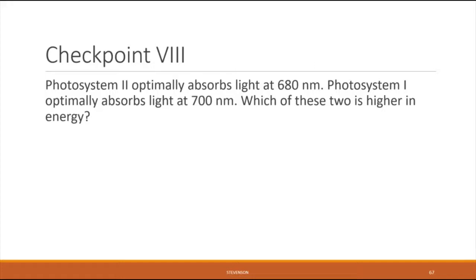In this checkpoint, I want you to tell me whether photosystem 2, which absorbs light optimally at 680 nanometers, or photosystem 1, which absorbs light optimally at 700 nanometers, absorbs higher energy light. Which one is higher energy? The 680 nanometer wavelength light or the 700 nanometer wavelength light?